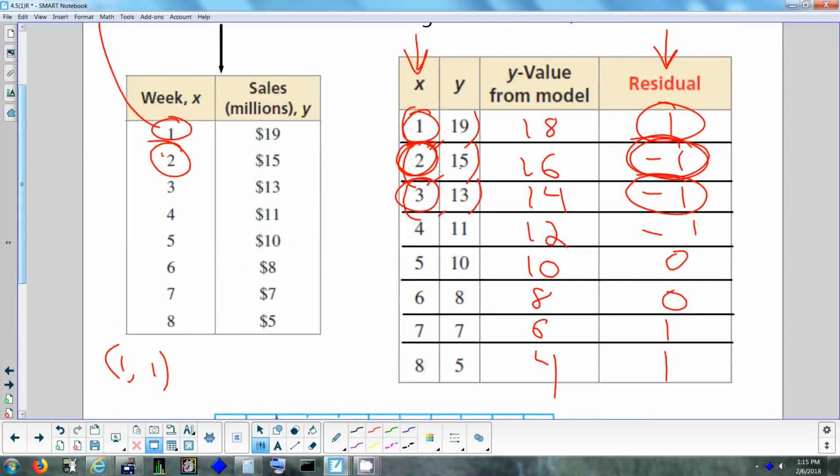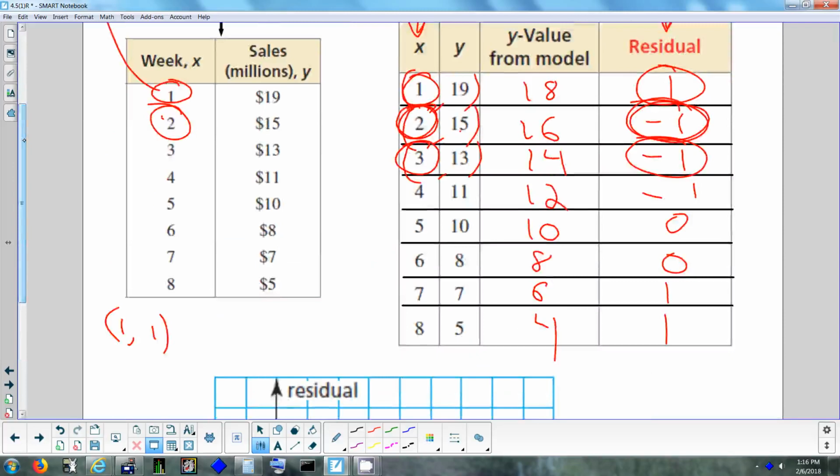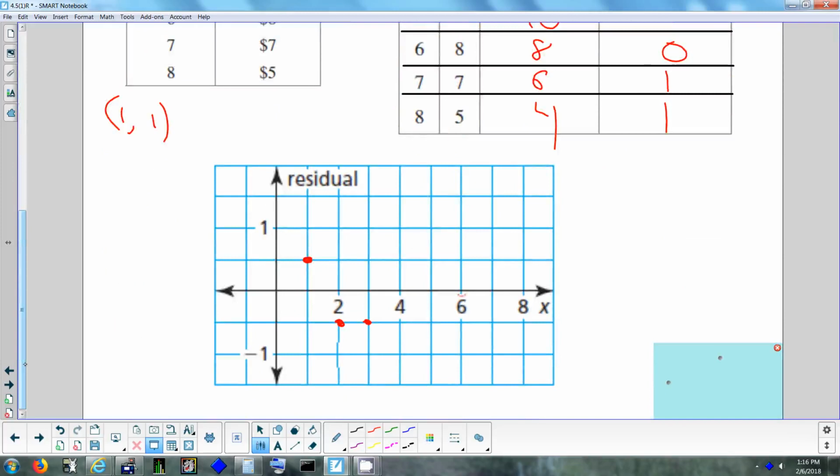3, negative 1. Someone tell me the next one. 4, negative 1. There you go. 5, 0. Yep. 6, 0. All right, you tell them to me. 7, 1. 8, 1. That's a graph of your residuals.